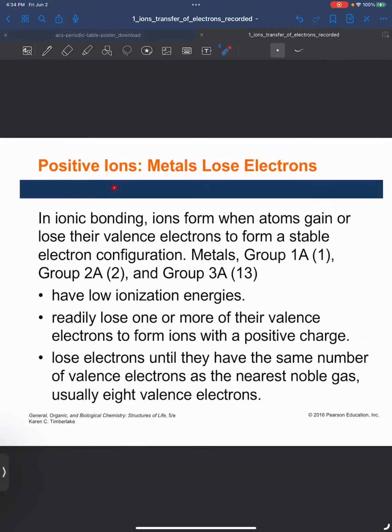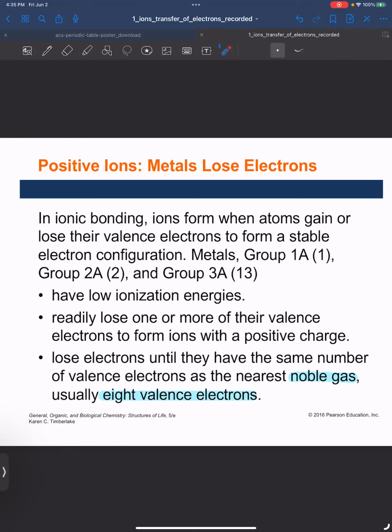So let's focus on positive ions. So in ionic bonding, ions form when atoms gain or lose valence electrons to form a more stable electron configuration. You're going to learn that every atom is trying its best to look just like a noble gas because noble gases are very stable. And that means it usually has 8 valence electrons, and that's where the octet rule comes in. So octet means 8. It's not always the case, but that's going to be your rule of thumb, is like these atoms want to be just like their nearest noble gas neighbor.